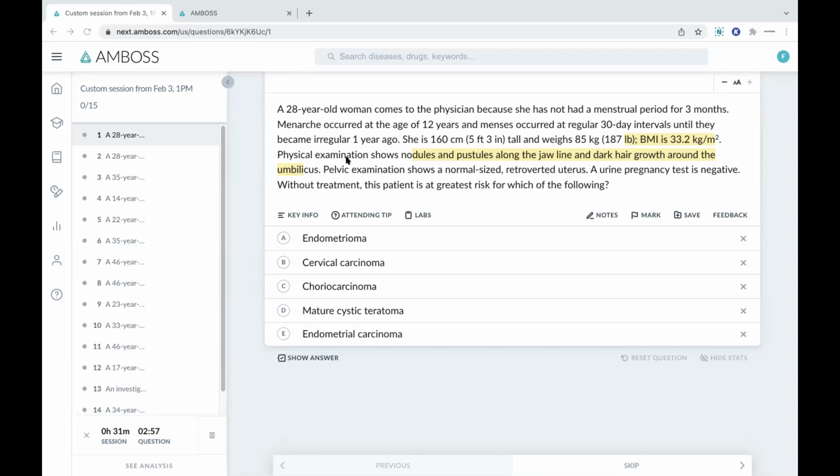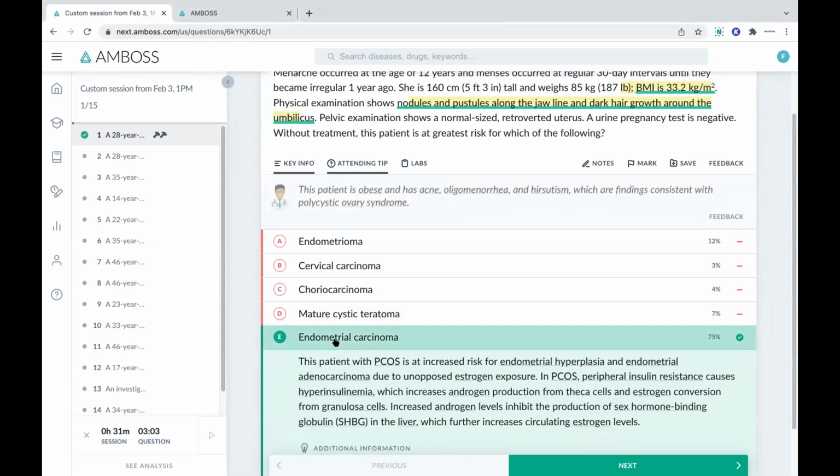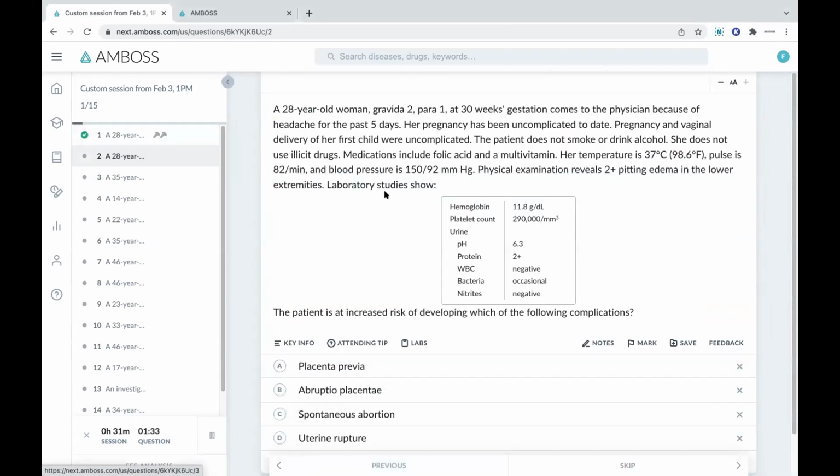PCOS, very good. But over here, you do not have PCOS. Without treatment, this patient is at greatest risk of developing what from PCOS? Endometrial carcinoma, very good. Let's move on to question number 2.